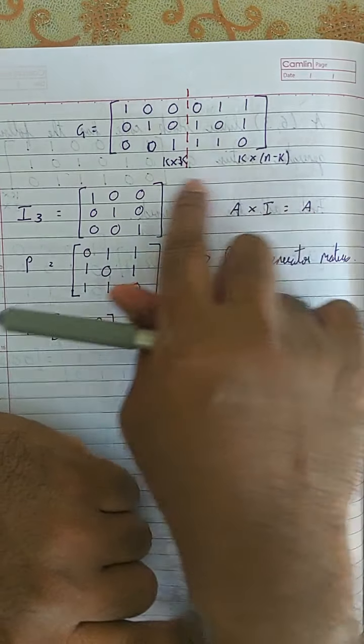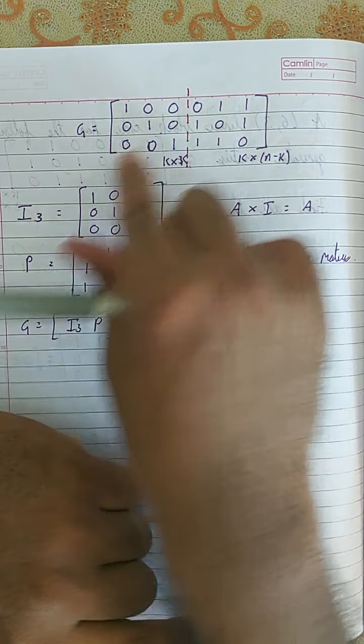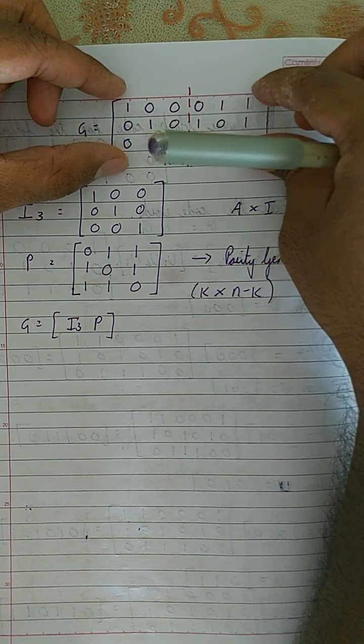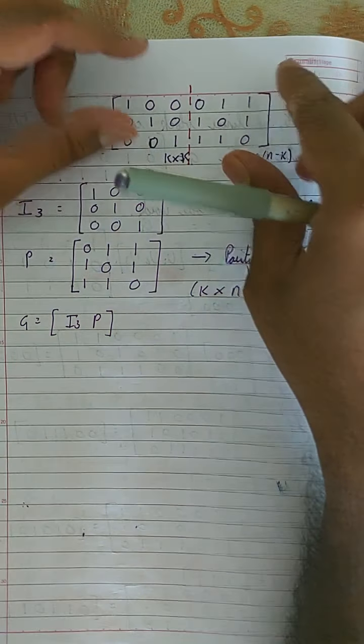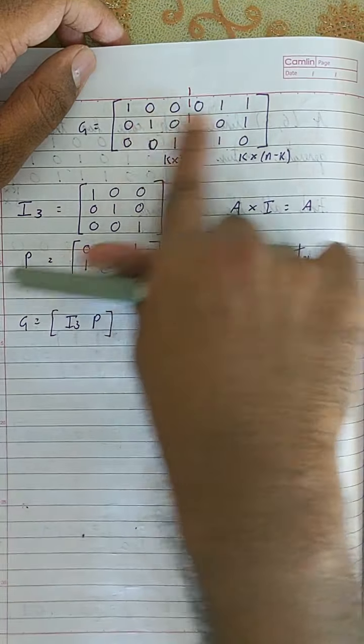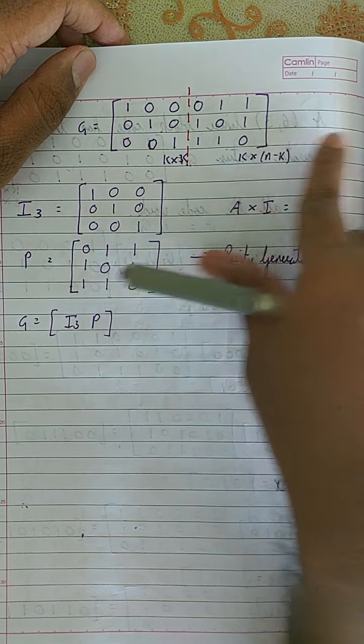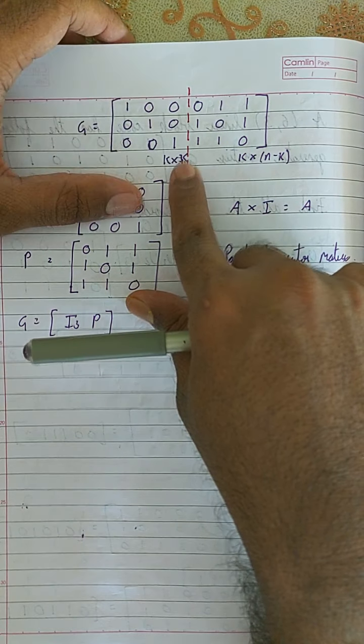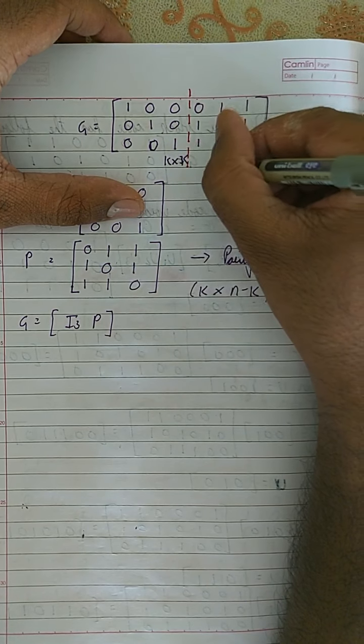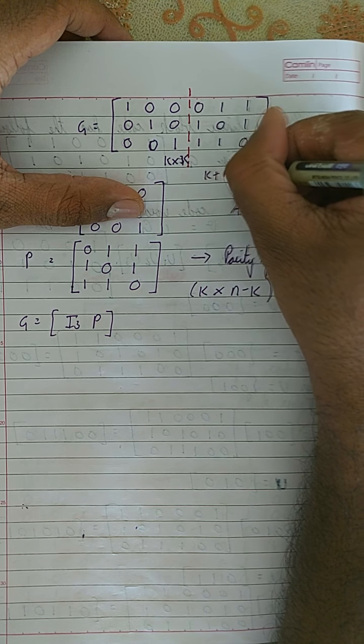If you combine both of them, the number of rows is the same, because you're not multiplying, you're just simply joining them, right? So if you join them, the number of rows will be the same, but the number of columns will increase. How will it increase? k plus n minus k. What is k plus n minus k? The number of columns of the generator matrix.